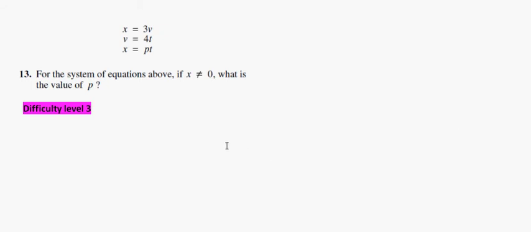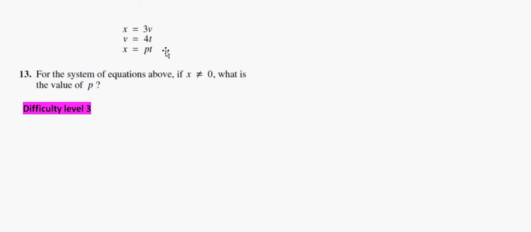Question number 13. For the system of equations above, if x doesn't equal 0, what is the value of p? We are given a system of 3 linear equations. The number of variables involved in the system equals 4: variables x, nu, t, and p.